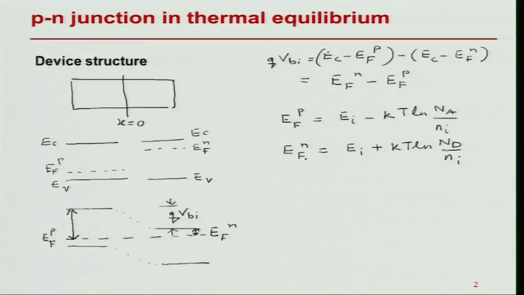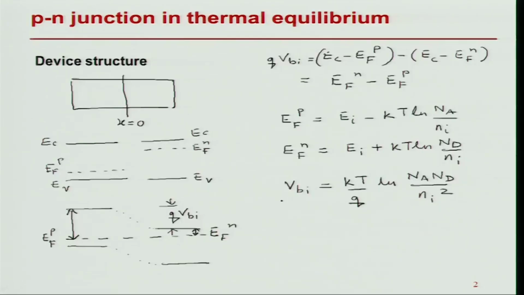So, now I know this, I can easily calculate my built-in potential in terms of the dopant concentration of the two types, and by subtracting the two I will get this. So, here we see that depending on how I dope my material and what is my initial intrinsic carrier concentration, I can have a control on the built-in potential of my p-n junction.